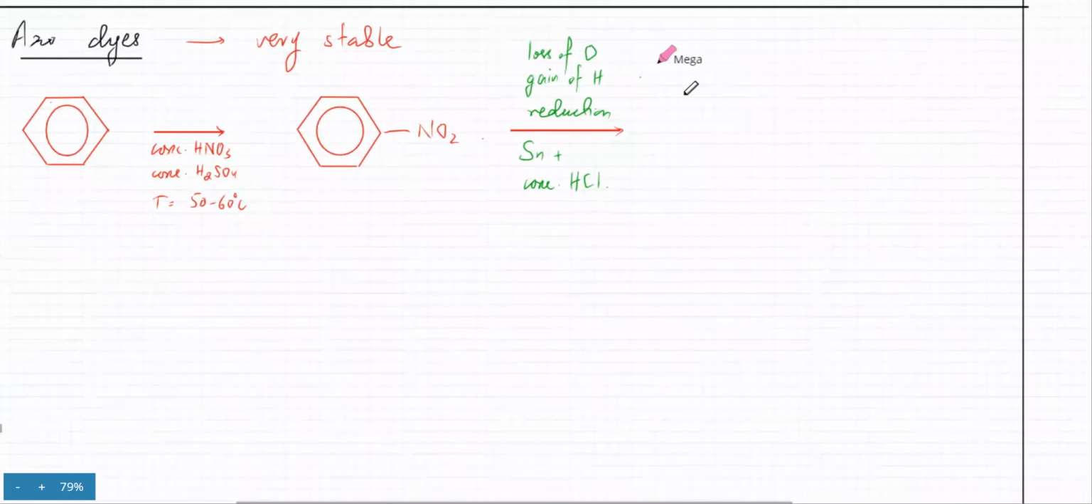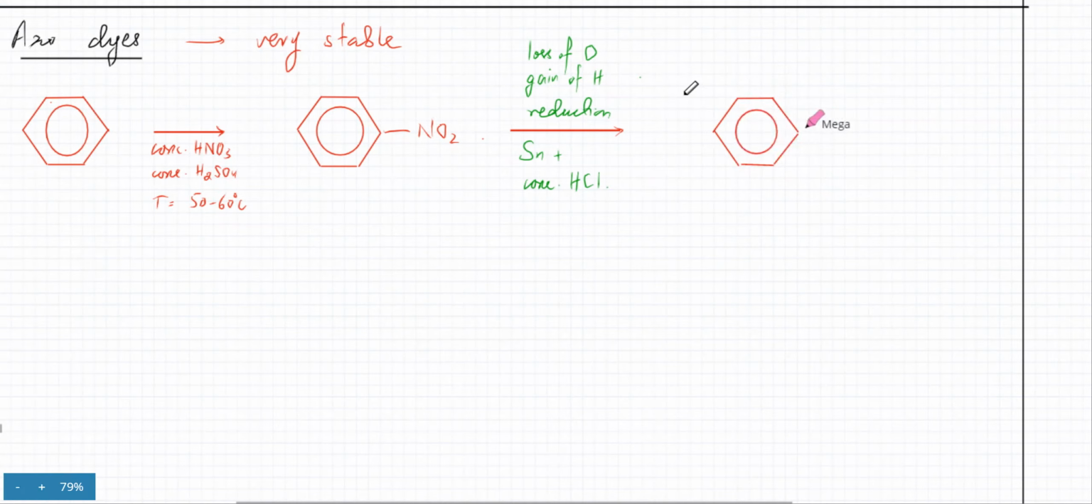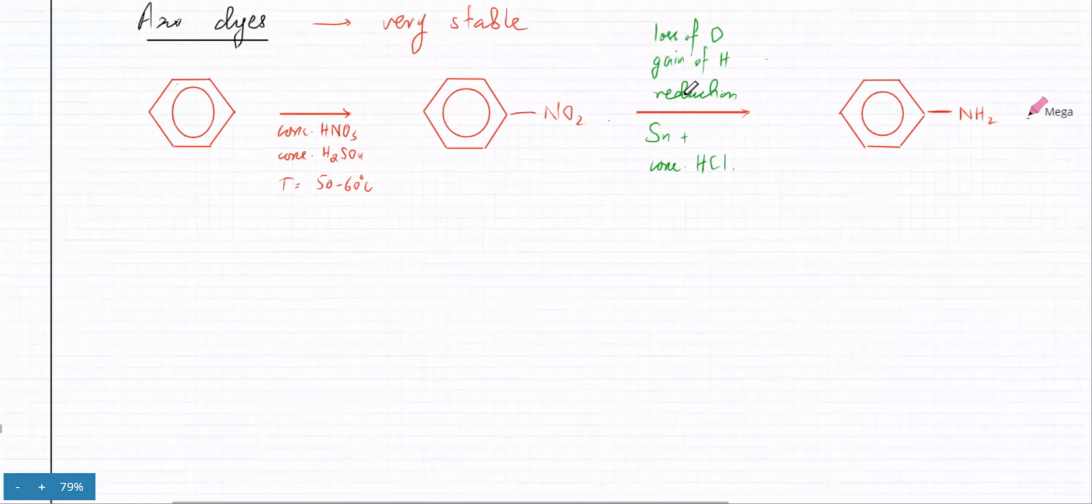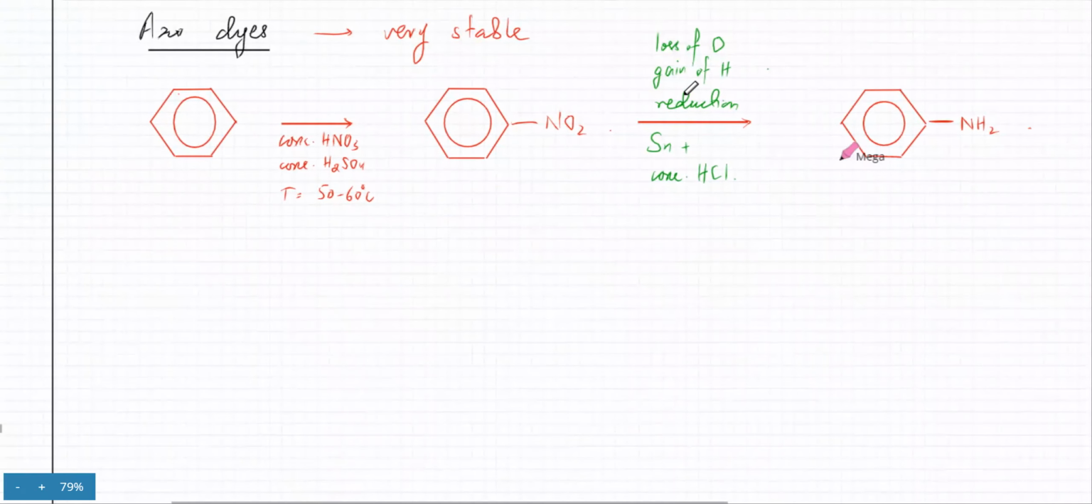So NO2 gets reduced. So again, drawing the benzene structure, the structure is now reduced and it turns into an amine. NH2 is formed. And NH2 is your starting material. This phenylamine that is formed, that's your starting material for making an azo dye. But usually the reaction starts with benzene.